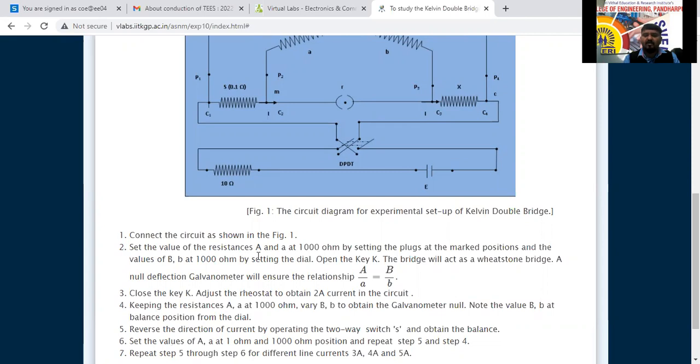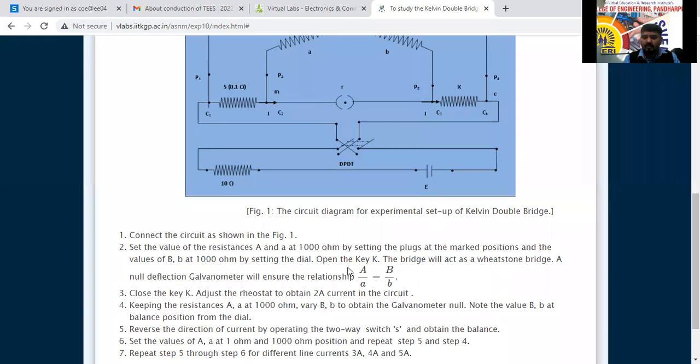Next, set the value of resistance A at 1000 ohm by setting the plugs at the marked position, and the values of B at 1000 ohms. This B and this B you have to set to 1000 ohms by setting the dial.